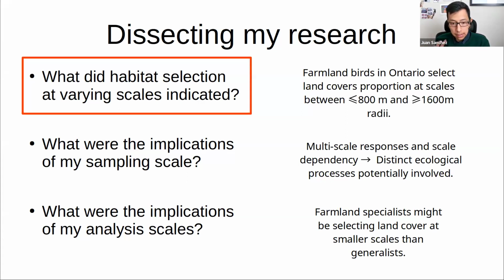So this made me understand that interpreting the size of a scale selection and its relation with ecological processes is not straightforward. It is very species specific and context specific, and you will have to look at the potential mechanisms that are generating these differences in scale.